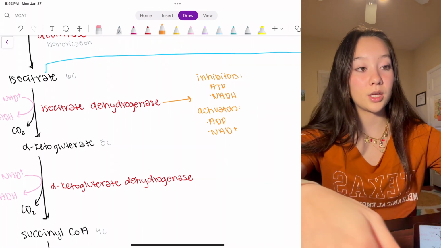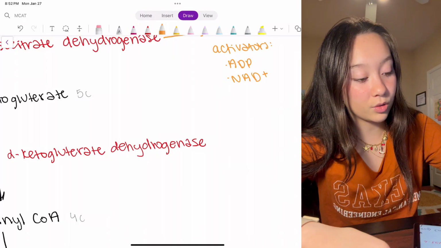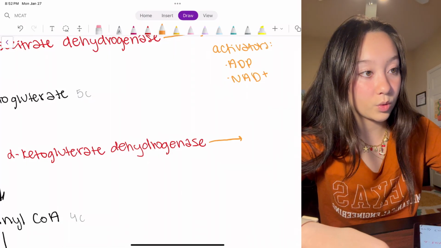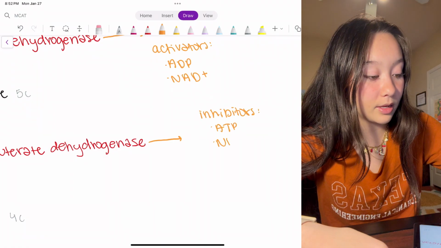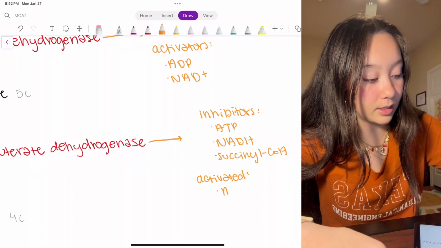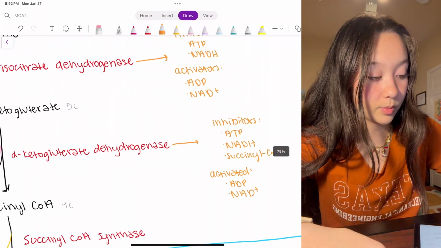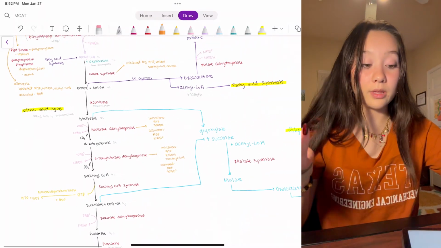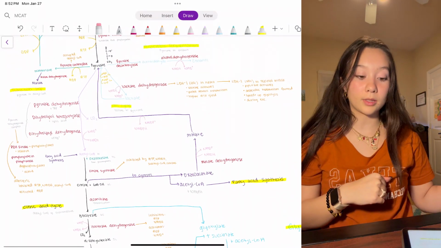so I can go ahead and process those. Now, the last enzyme that we're going to focus on is alpha-ketoglutarate dehydrogenase. We'll go ahead and list out the inhibitors: ATP, NADH, and succinyl-CoA. And it's activated by ADP and NAD+. Very similar to the one above. So those are really all of the allosteric effectors of the second part of metabolism.